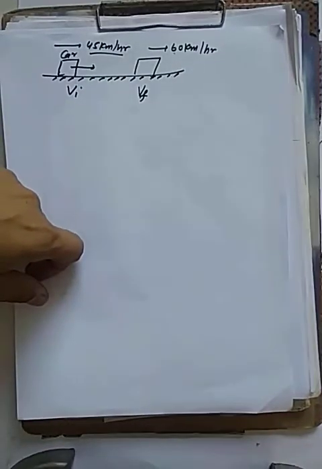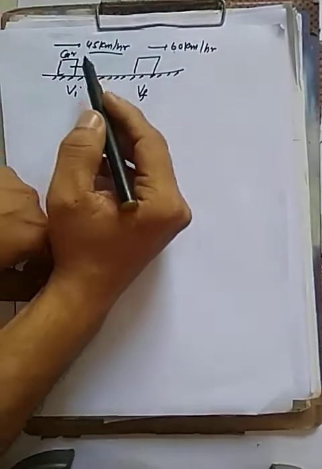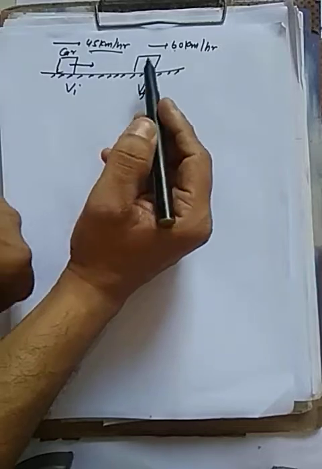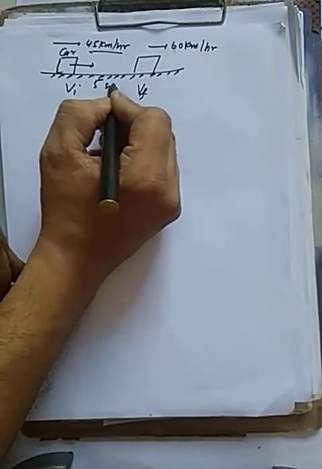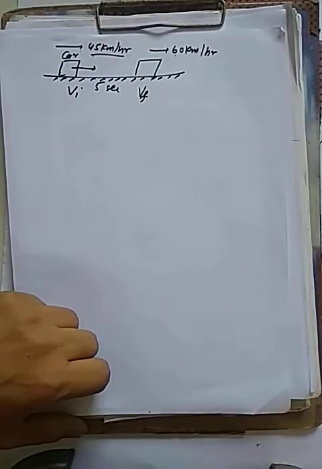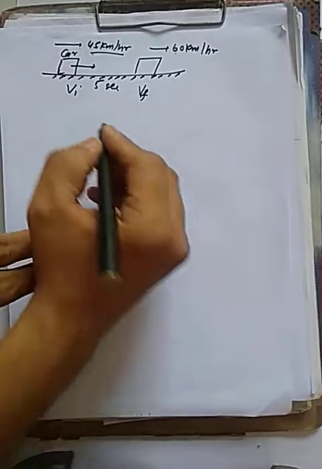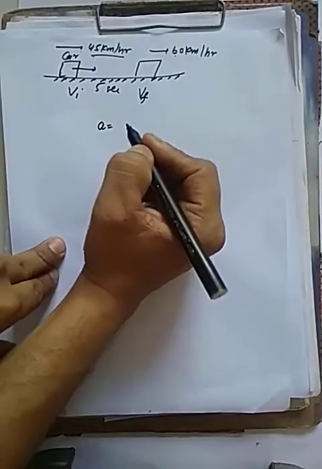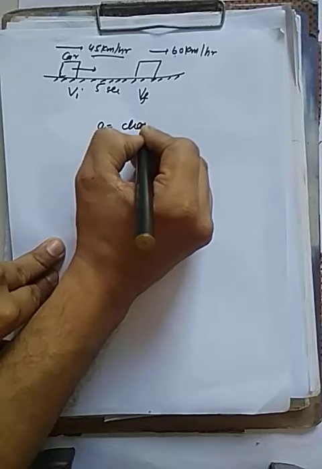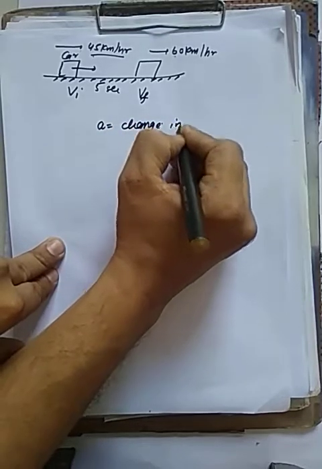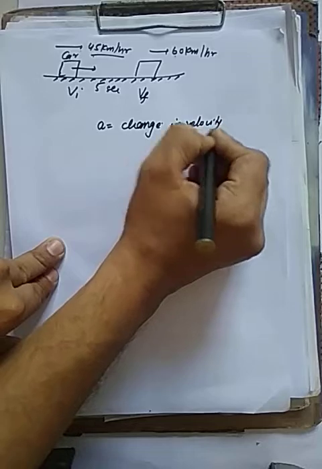So what is the change? There is a change in velocity. The velocity is changed from 45 kilometer to 60 kilometer, and it takes 5 seconds to speed up. Suppose we are on a bike and accelerating from 45 kilometer to 60, it will take 5 to 10 seconds. Suppose the car takes 6 seconds to reach 60 kilometer. What does the formula say? Acceleration is equal to change in velocity upon time.